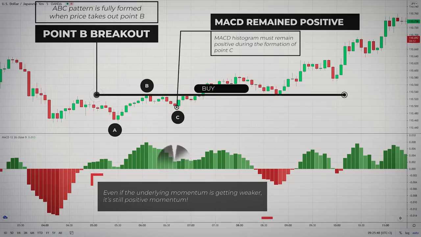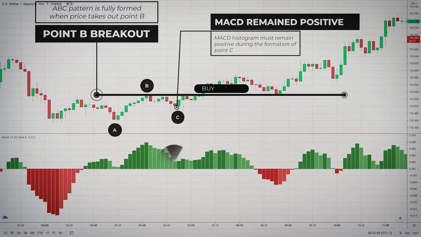And when price breaks point B, then we can safely enter the trade, because during the correction when point C was formed, bulls remained strong and maintained the upward momentum.